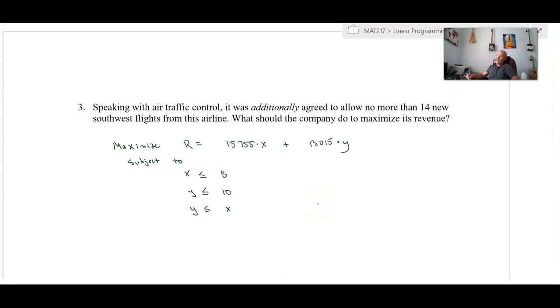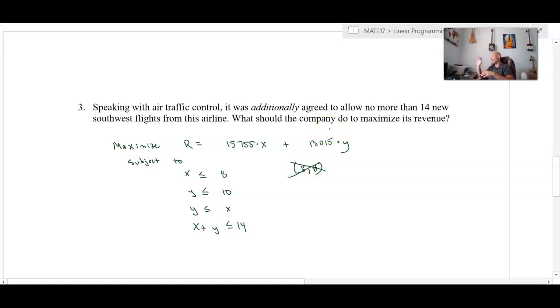So now we want to add this constraint that the total number of flights that we're considering here has to be less than or equal to 14. X plus Y is less than or equal to 14. We can't have more than 14 flights. So we can't stick with the solution 8, 8 any longer, because the sum of those two, the number of flights, is 16, but we can't allow more than 14 flights. So this is no longer valid. They can't be bigger than 14.